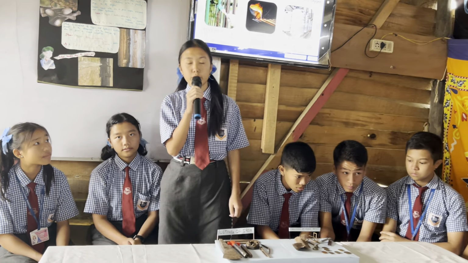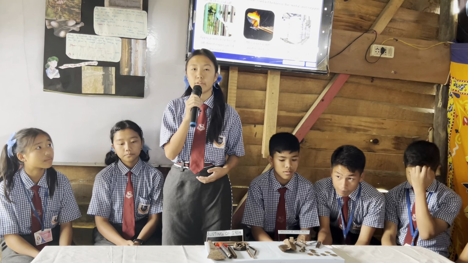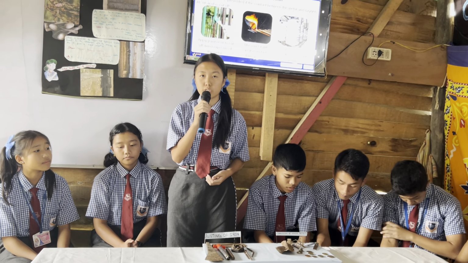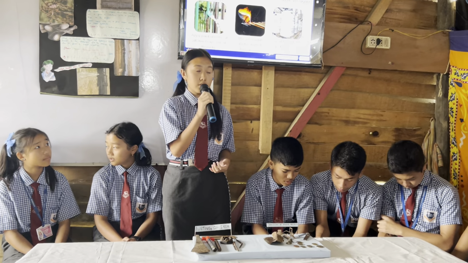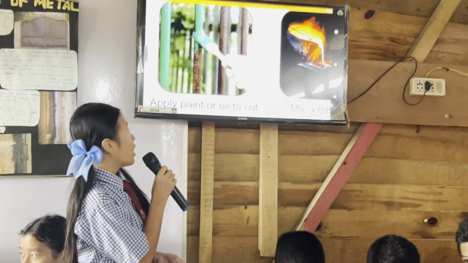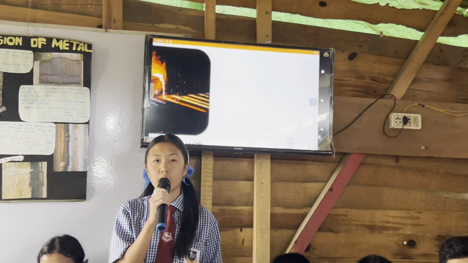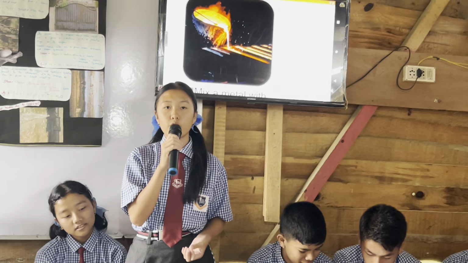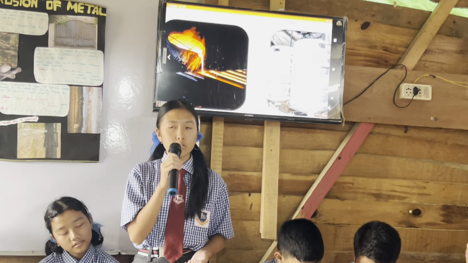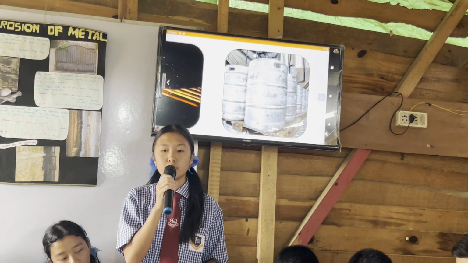So how can we prevent corrosion? Corrosion can be prevented if the contact between the metals and oxygen, air or acid is cut off. We can prevent it by observing the given image. 1. Applying paint or oil to cut off direct exposure of the metal. 2. Mix the metal with another metal to form an alloy. 3. Coat the metal with another metal such as tin.